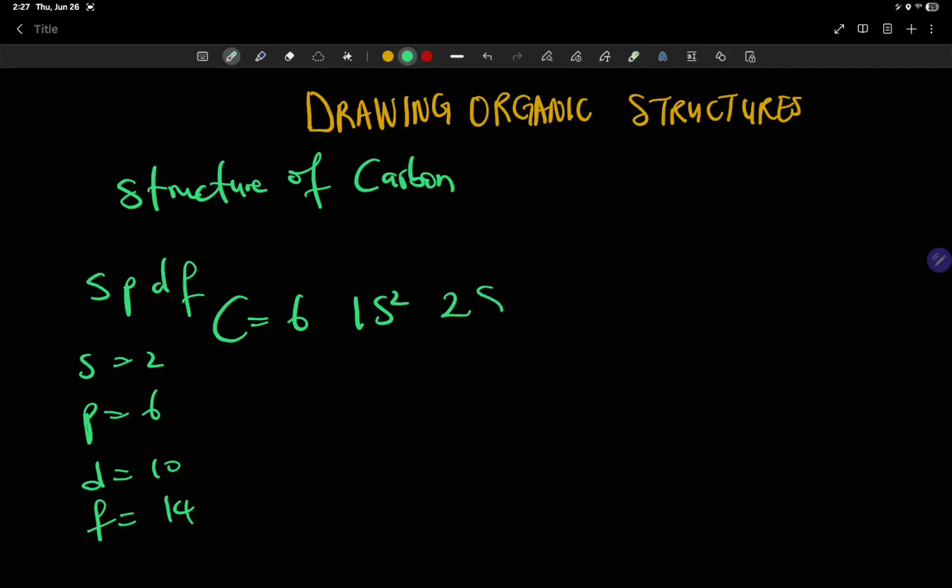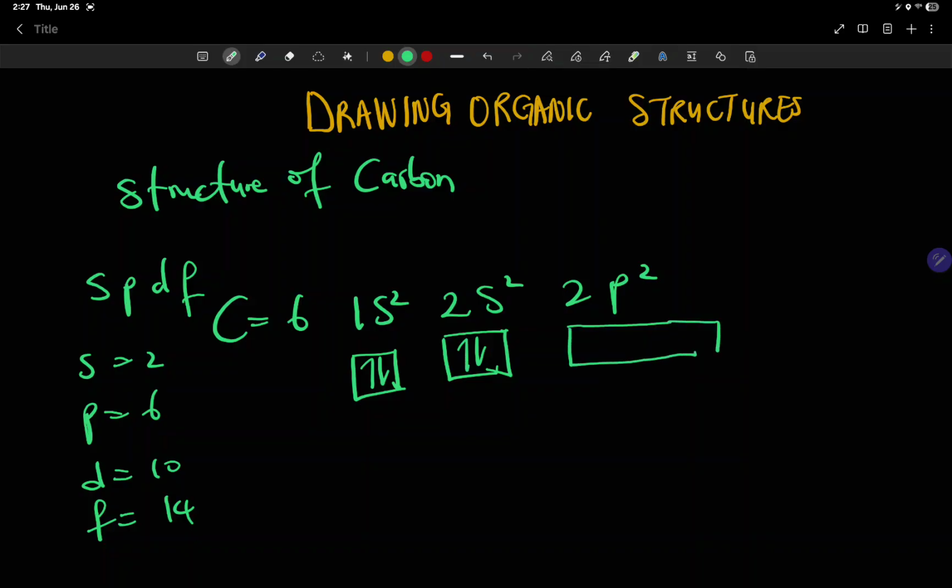1s2, 2s2, and 2p2. Now if we want to represent them by their orbitals, we have the first orbital, then the second orbital, then the last orbital, which is the p orbital. You know that it has 3 orbitals inside. So now I have the first one here, the second one, and there's nothing here, right? Now this is the ground state of carbon.